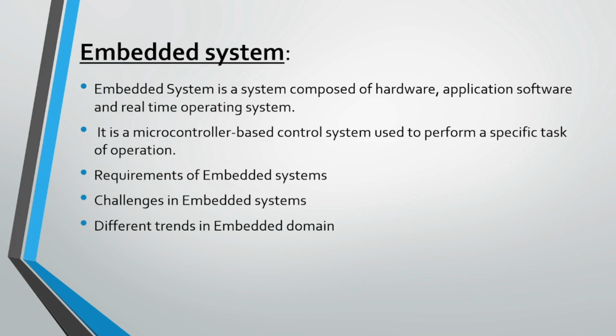An embedded system is a system composed of hardware, application software, and real-time operating system. It's a microcontroller-based control system used to perform a specific task or operation. Embedded systems have specific requirements to function effectively. Some of the key requirements include reliability, real-time operation, low power consumption, cost efficiency, size and space constraints, hardware constraints, security, ease of maintenance and upgrades, compatibility, environmental considerations, regulatory compliance, user interface, etc.